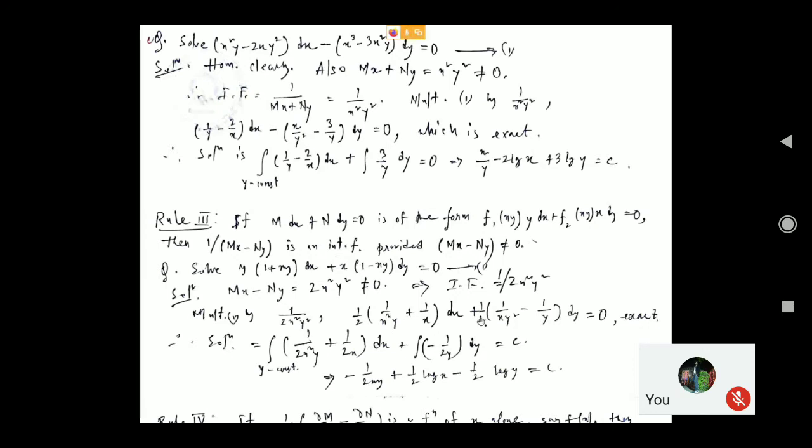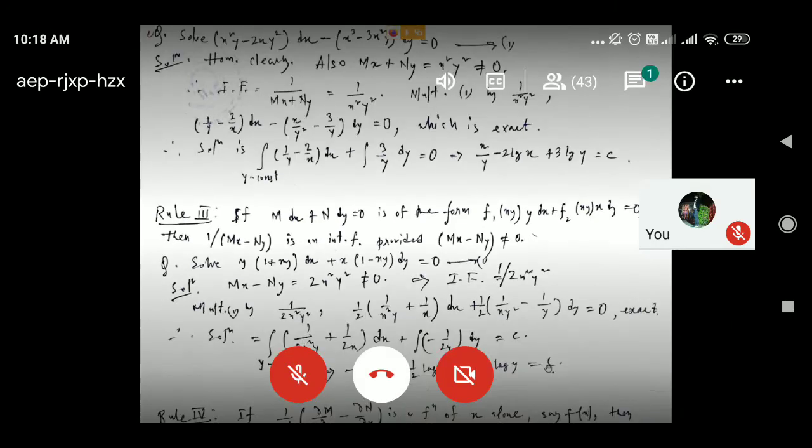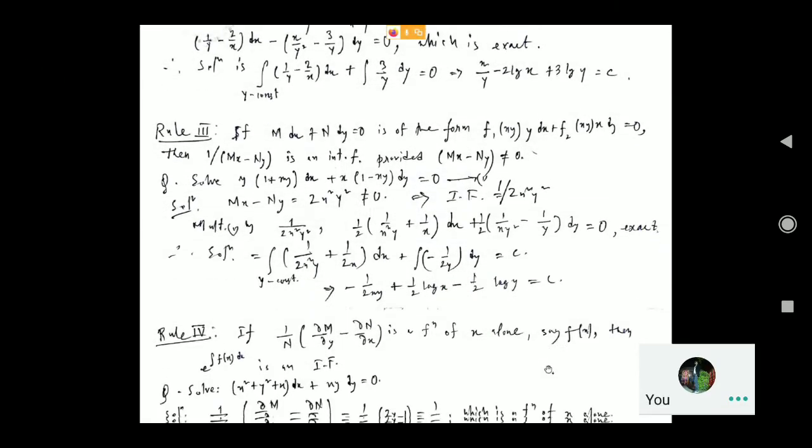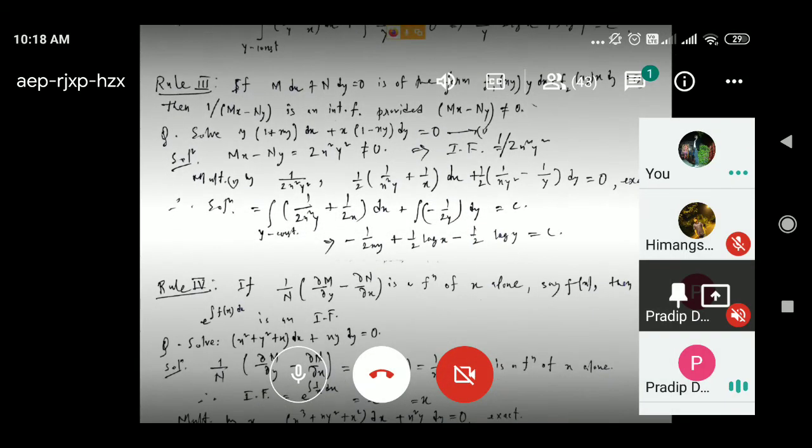After that, you will test for its exactness. Also, you can check on your pen and paper whether it is exact or not. You will see that it is exact. So therefore, we can write the solution as earlier. Is it okay, this much? If you have any doubts, you can ask questions.